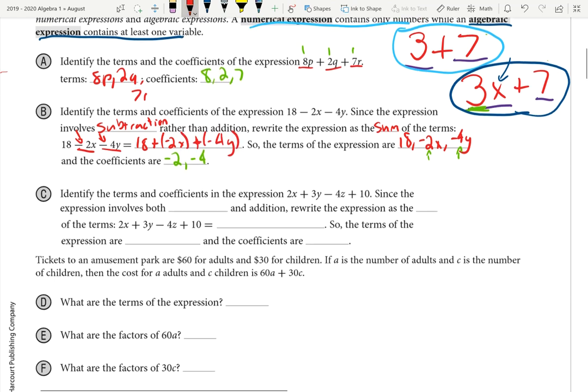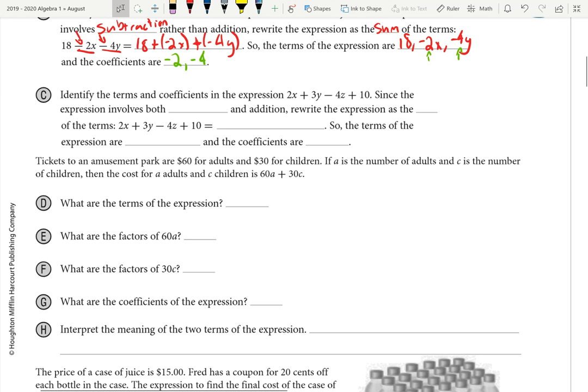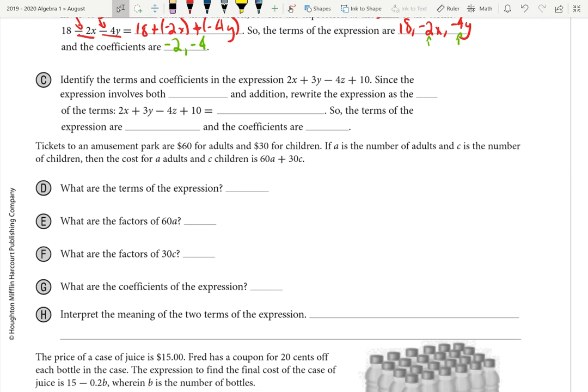All right. Identify the terms and coefficients in the expression 2x plus 3y minus 4z plus 10. Now, since the expression involves both subtraction and addition, rewrite the expression as, again, the sum of the terms. So the expression positive 2x plus 3y minus 4z plus 10, well, we only really have that one negative term, so we're going to make it a plus a negative term.